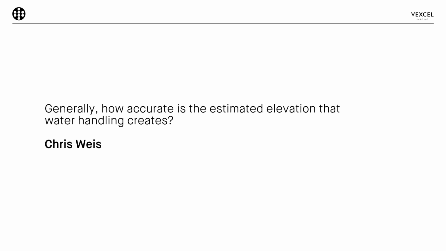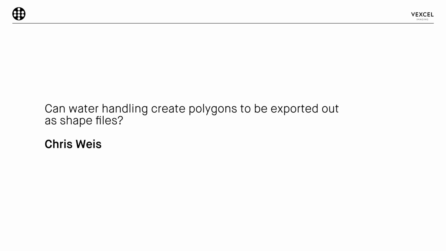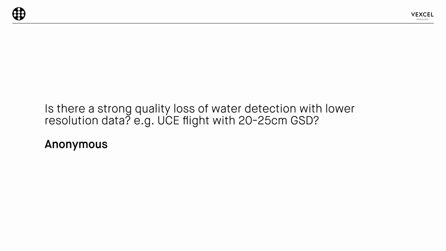Good, perfect. Thank you. Next question is, can water handling create polygons to be exported out as shapefiles? Yes, so the water classification is an internal process where you can see the mask within UltraMap Studio and use it there. And then for various use cases, you can export that mask either as a raster or as a vector dataset.